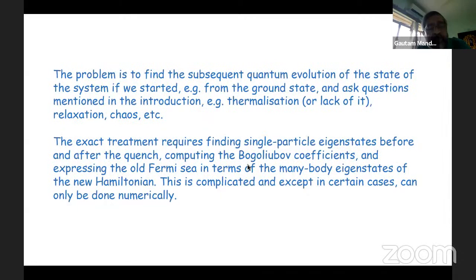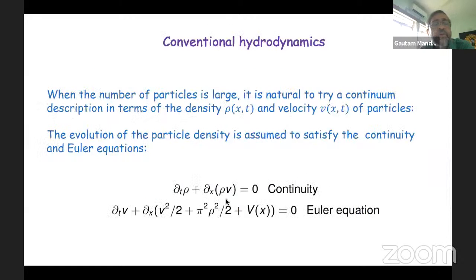In case the quench is infinitely sudden, the wave function remains the old Fermi sea, and the idea would be to express that in terms of linear combinations of many-body eigenstates of the new Hamiltonian. This is complicated, and except in certain cases can only be done numerically. We have done some numerical work also, and I will show you that for large enough number of fermions, our method of phase space hydrodynamics reproduces those numerical results.